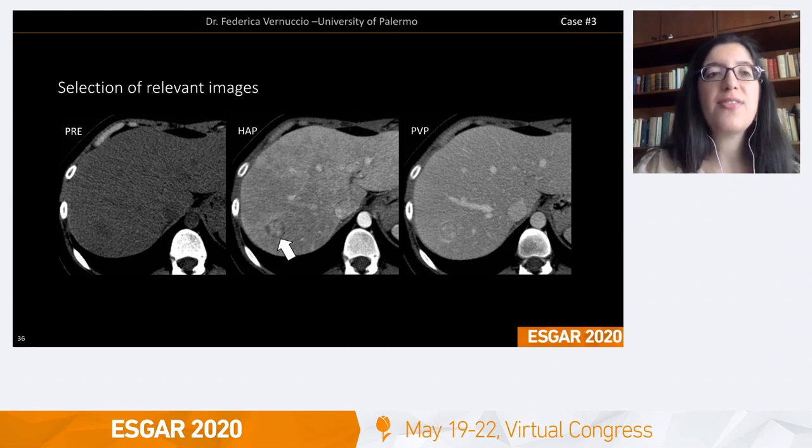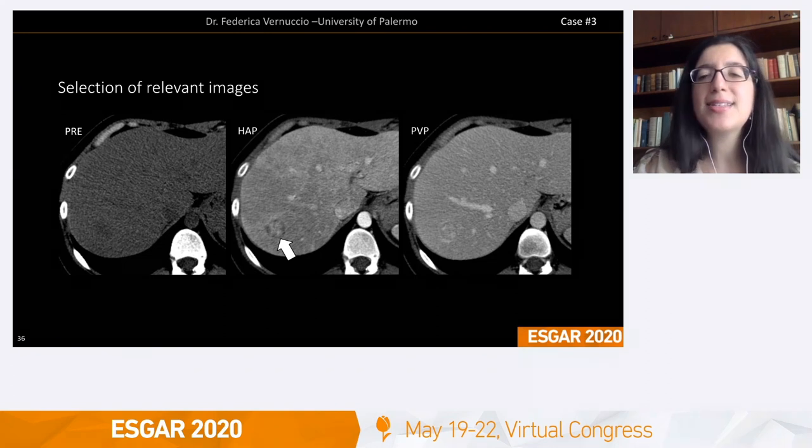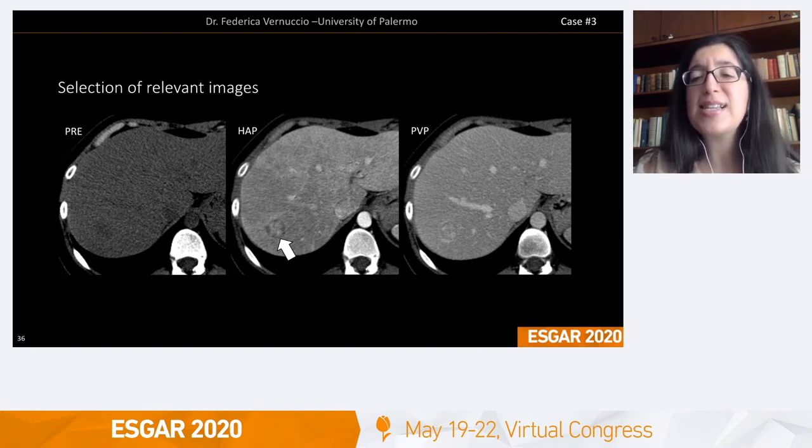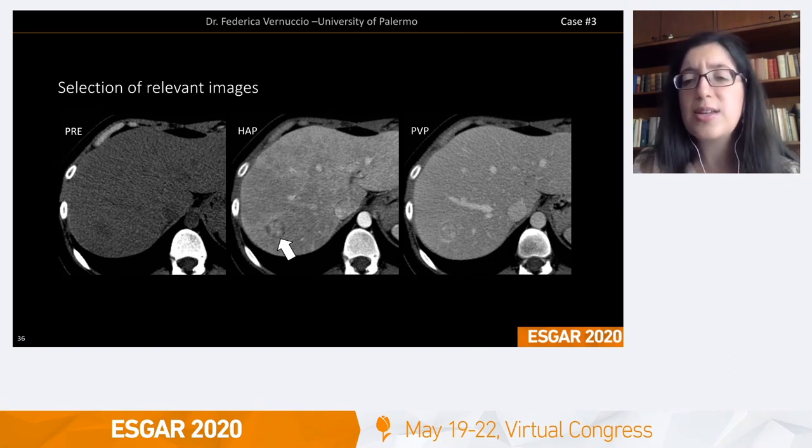I want you to take 5 seconds to look at these images and try to understand what this lesion is. It is hypoattenuating on pre-contrast, with a strange enhancement on arterial phase, and something is also occurring in portal venous phase. It seems to retain contrast, yes or no.